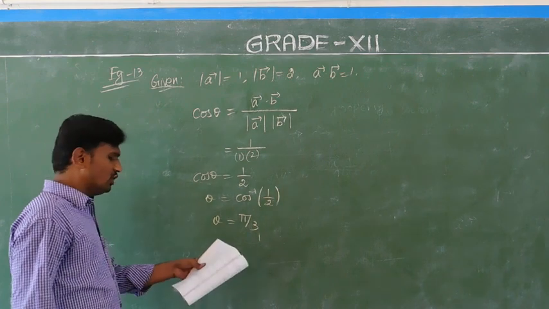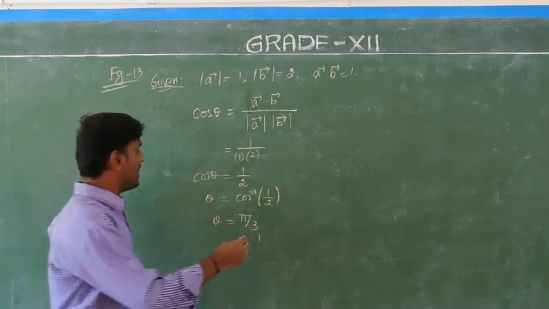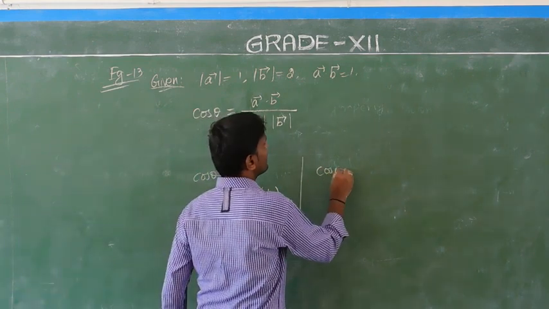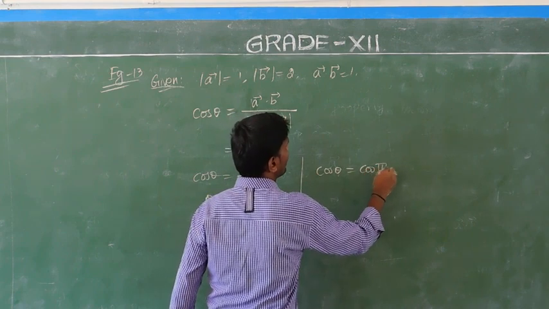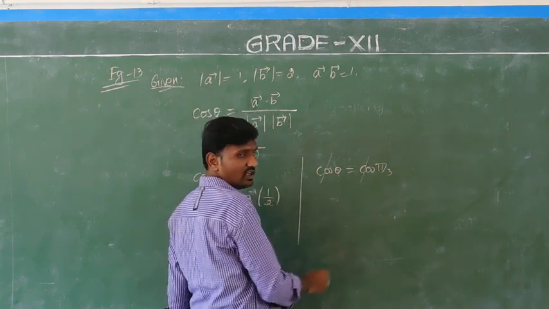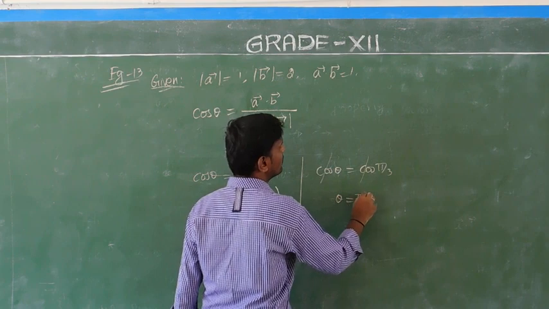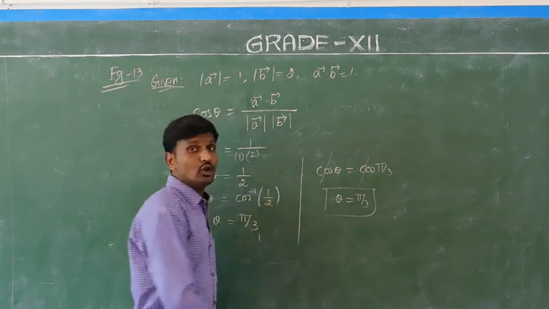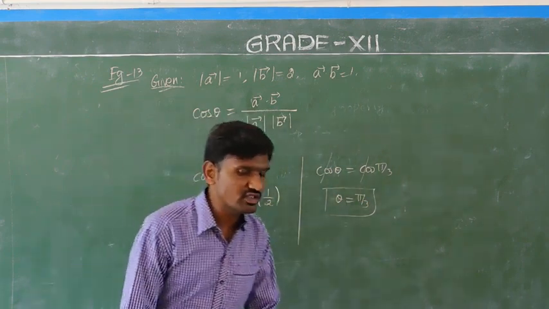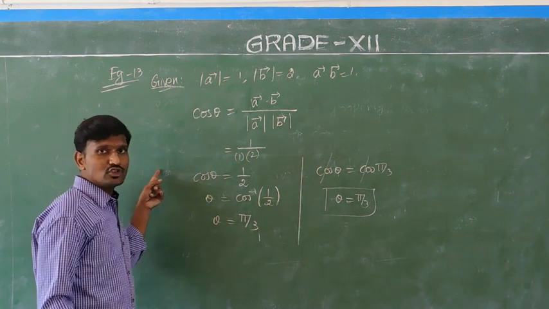Pi by 3. So take it like this, or otherwise, see, cos theta is equal to cos pi by 3. So I want to cancel the cos, so theta is equal to pi by 3. Whatever method you follow, both are the same. Okay. So have you understood this sum?